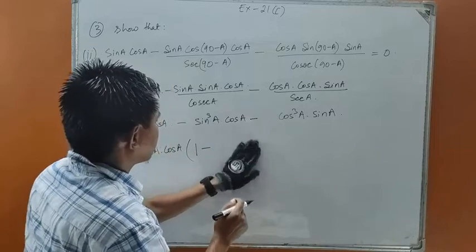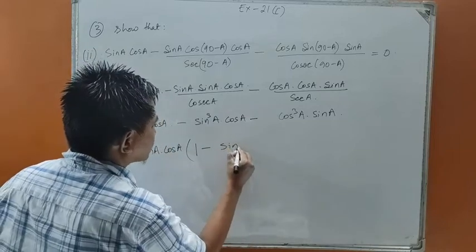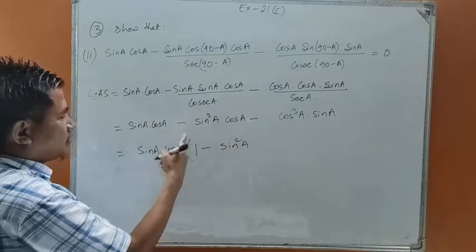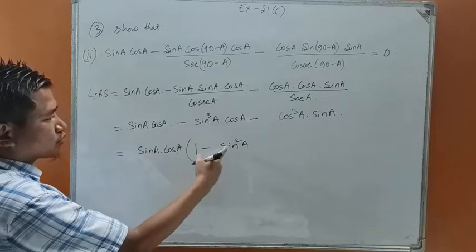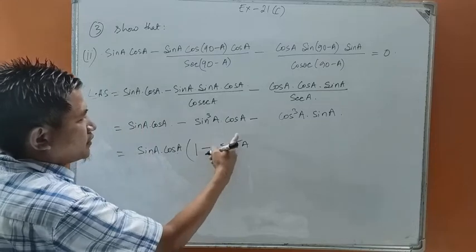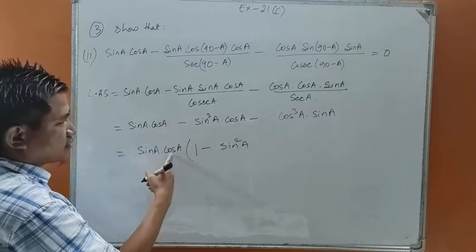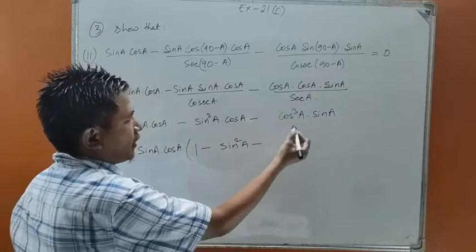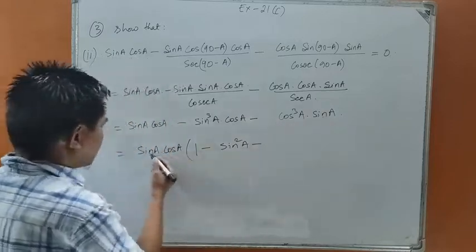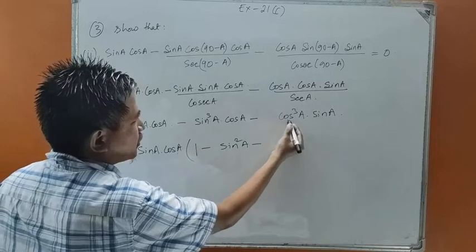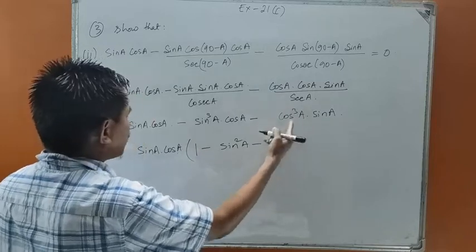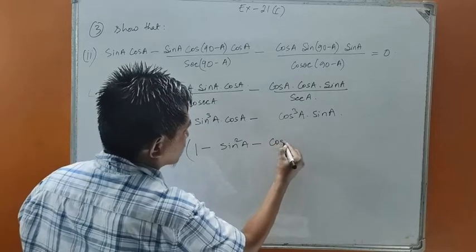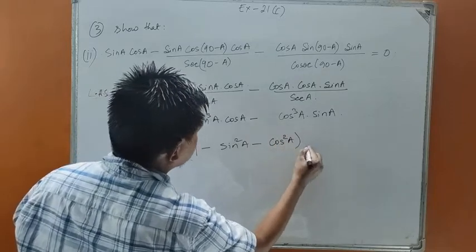Sine square A. Okay, sorry, sine square A. We have sine cube A here. One sine A is taken out, so sine square A remains within the bracket. Now this cos A is taken out, so we don't need to write this cos A. Minus comes here, and from here the sine A is taken out, so we don't need to write sine A here. From this cos cube A, cos A is taken out, so cos square A remains within the bracket.